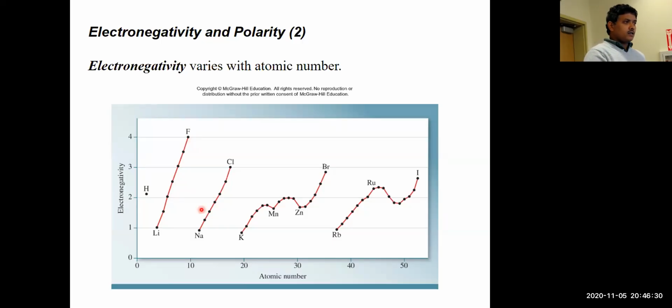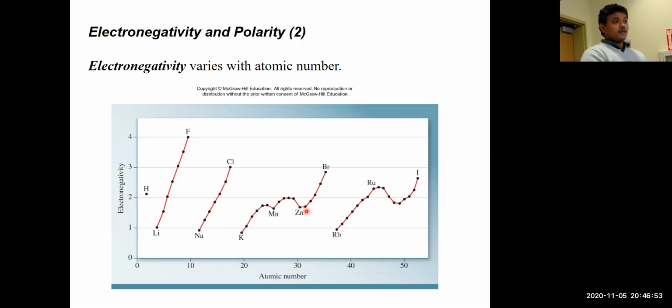So look at another period, from sodium to chlorine. Even across this period, as the number of protons increases, because Z effective is increasing and atomic radius is decreasing, electronegativity values are increasing. From potassium to bromine and rubidium to iodine, there is a similar trend.